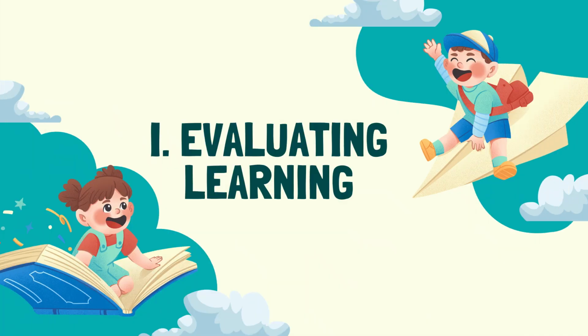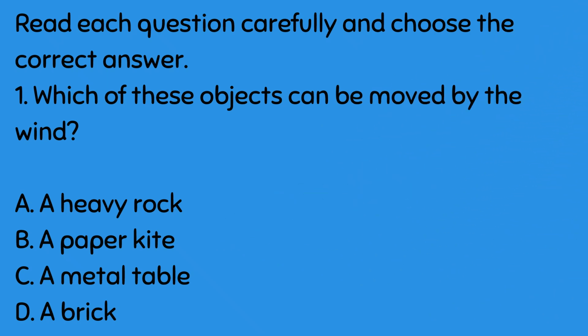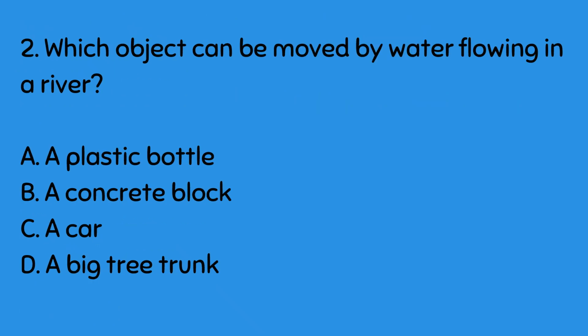Now let's proceed to the evaluation, kids. Read each question carefully and choose the letter of the correct answer. 1. Which of these objects can be moved by the wind? It's letter A, a paper kite. 2. Which object can be moved by water flowing in a river? The answer is letter A, plastic bottle.